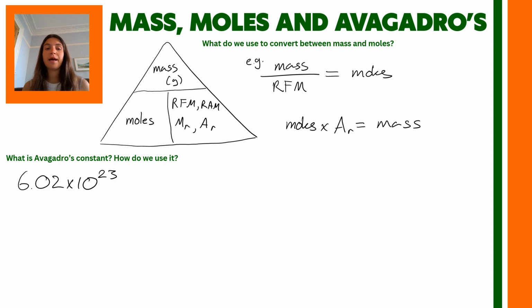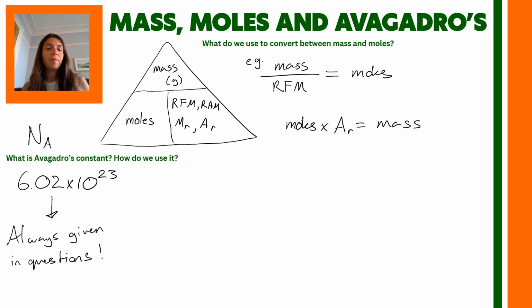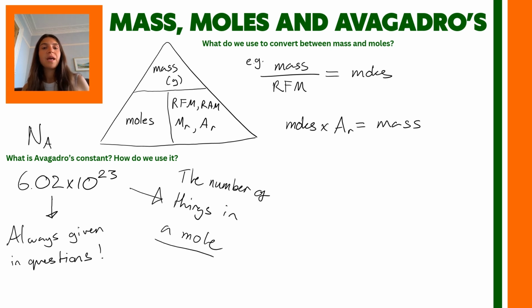What's Avogadro's number and how can we use it? Well, what is it first? It's 6.02 times 10 to the 23. It looks kind of scary, but the important thing to remember is it is just a number of things, sometimes given the symbol capital N with a subscript A. It's always given to you in the question, so you won't have to memorize it. And it's the number of things in a mole.